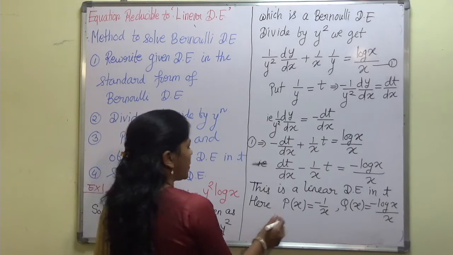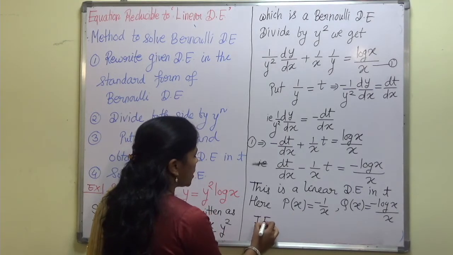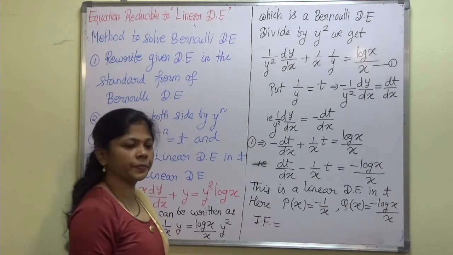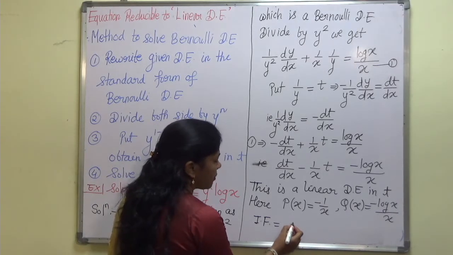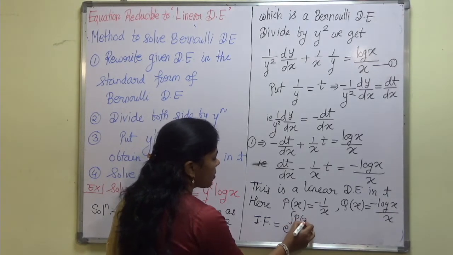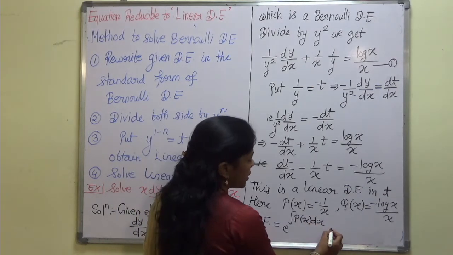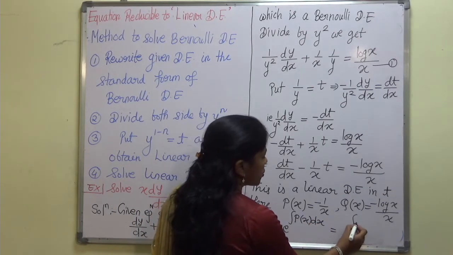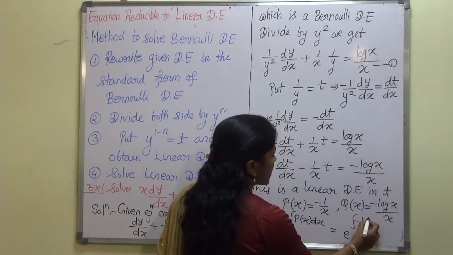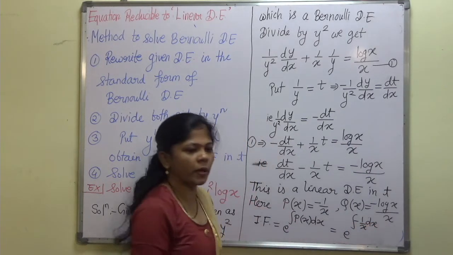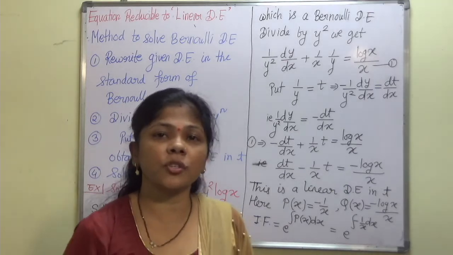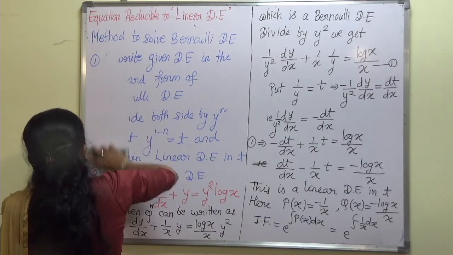Let us find the integrating factor. So what is the formula for the integrating factor? It is e raised to the power integration of p of x with respect to x. So that is equal to e raised to the power integration of minus 1 by x with respect to x.